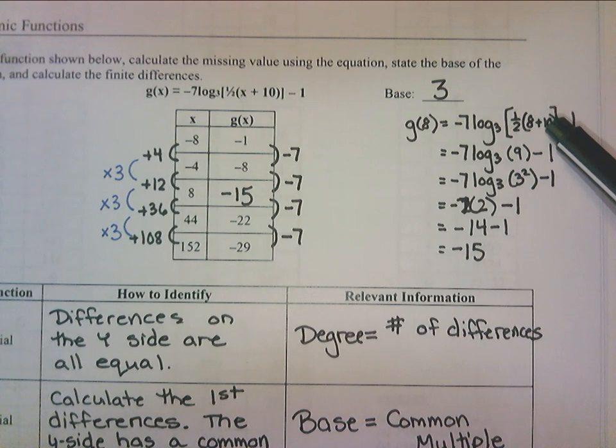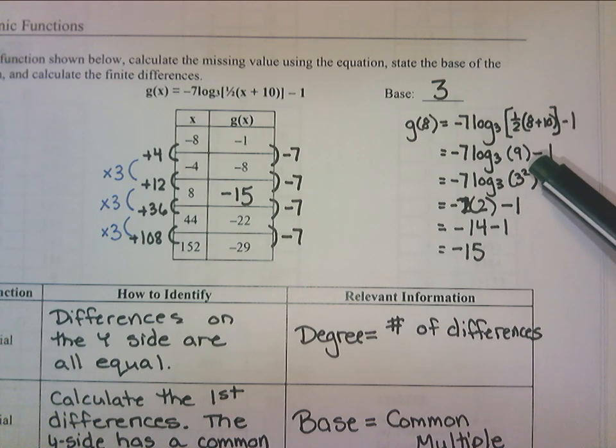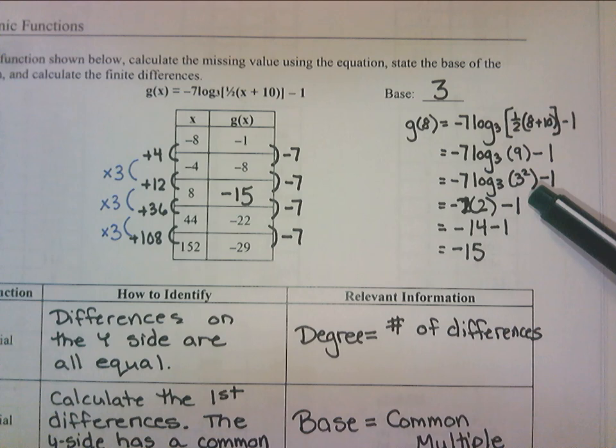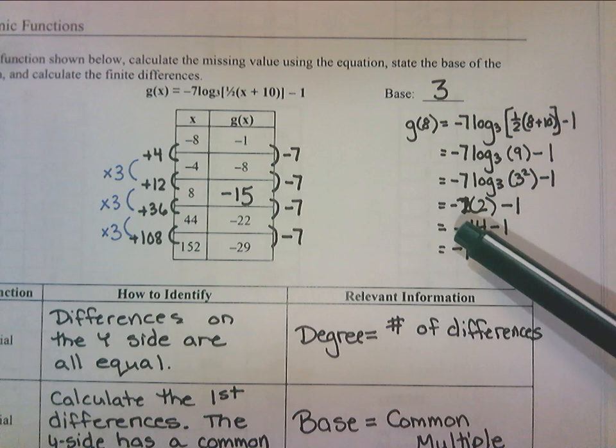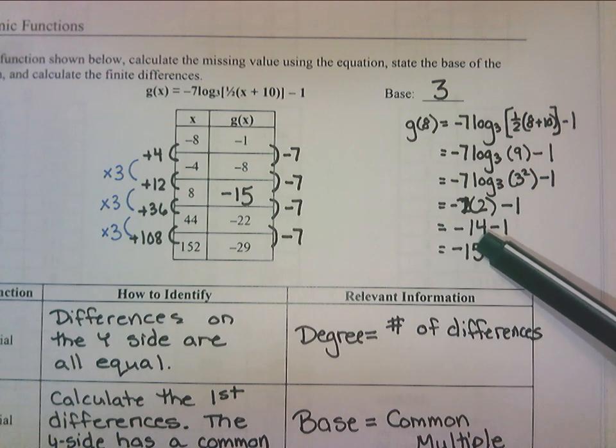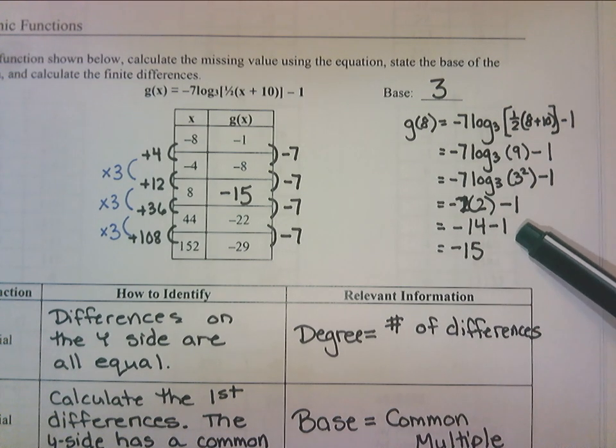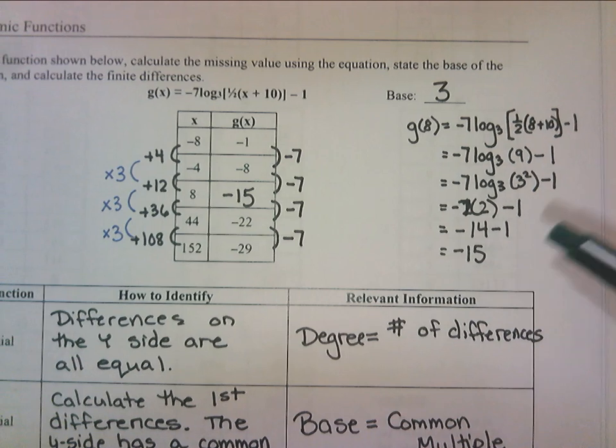So I did 8 plus 10 is 18, and then times 1/2, or 1 divided by 2, was 9. Now, log base 3 of 9 is asking the question, 3 to what power gives me 9? So 9 is 3 squared. So log base 3 of 9 is actually just 2. I multiplied the negative 7 and the 2 to get negative 14, and then I subtracted 1 to get negative 15. And I filled that in on my table.